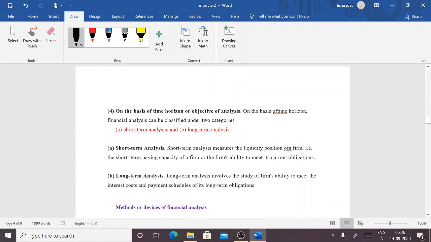Then on the basis of horizon or objective of analysis, it is short-term analysis and long-term analysis. Short-term analysis is mainly done to measure the liquidity position of the firm, and long-term analysis is mainly done to analyze the long-term obligations or the solvency position of the company.